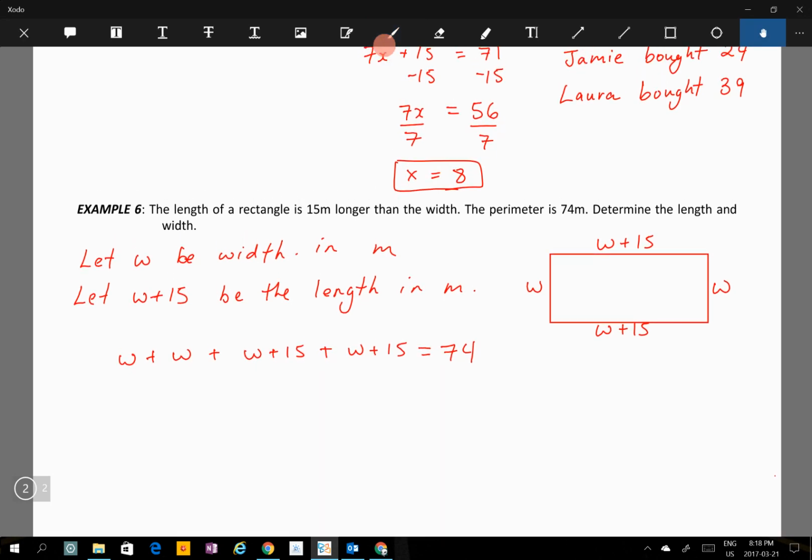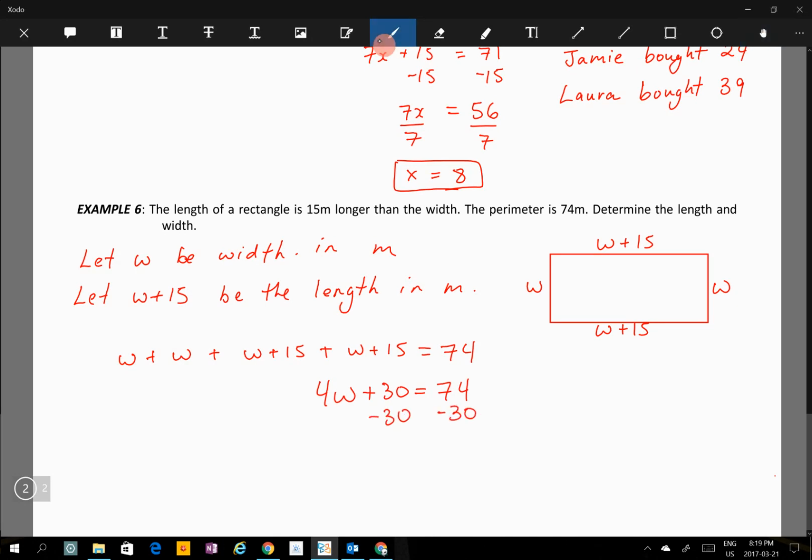When I add them all up, I'm going to have 4 W's here, and 15 plus 15 is 30. That's equal to 74. Subtract 30 from both sides. I'm left with 4W equals 44. And then divide both sides by 4. W will be 11.